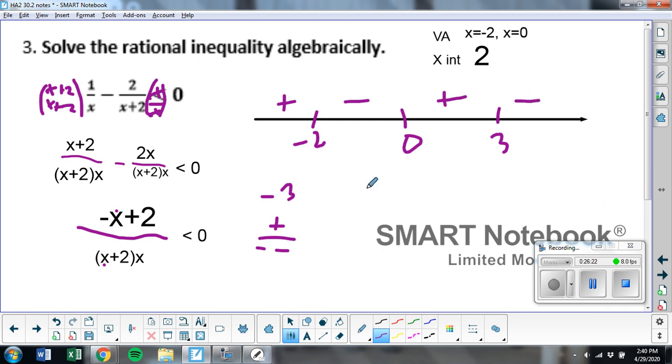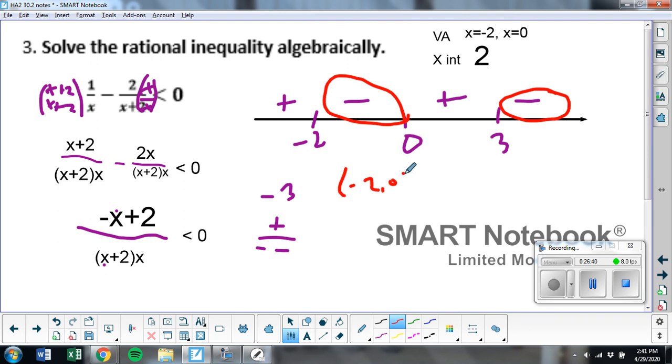Okay, now we're ready to answer the question. When is it less than 0? So which of these pieces are smaller than 0? Negatives are smaller than 0. So these are the pieces I want, from -2 to 0. And then from 3 to infinity. You don't have to worry about any brackets here because it didn't say equal to.